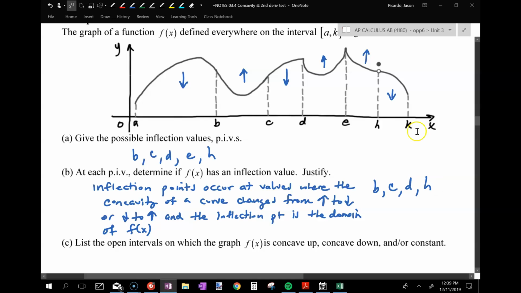Cool? Now, guys, if this was just open, then it wouldn't be in the domain. And so it would not be an inflection point. Cool?